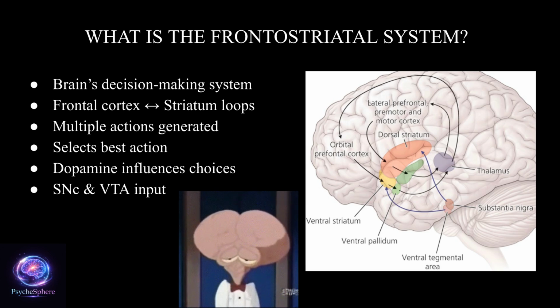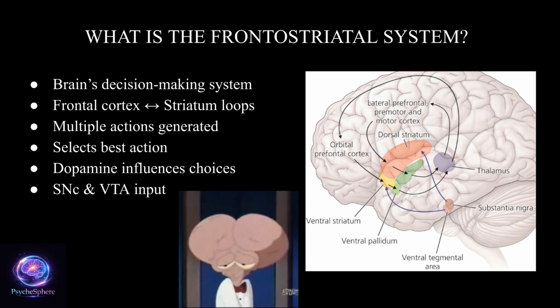Well, the frontostriatal system is a network of repeating loops that connect two major areas: the frontal cortex, which is responsible for thinking, planning, and decision making, and the striatum, which is the part of the basal ganglia that helps select actions. Now, here's the key idea: your brain is constantly generating multiple possible actions at the same time.